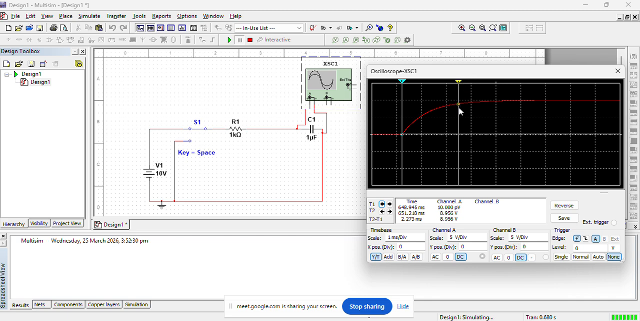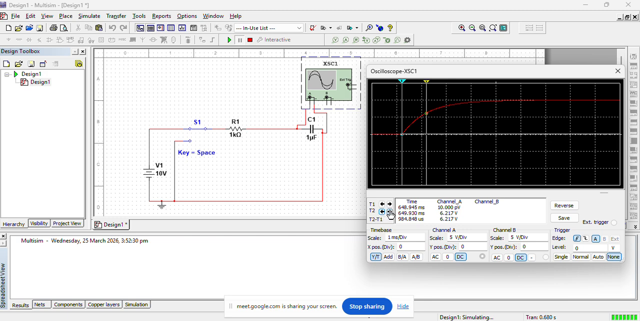And this point we have to place at one time constant. So the time constant of this circuit is 1 millisecond. So we will place the second cursor, T2 minus T1, the time difference should be 1 millisecond. So at that point, we will note the voltage. It's not necessary that we can exactly place it at 1 millisecond. Let's try to put it on nearest point of 1 millisecond.